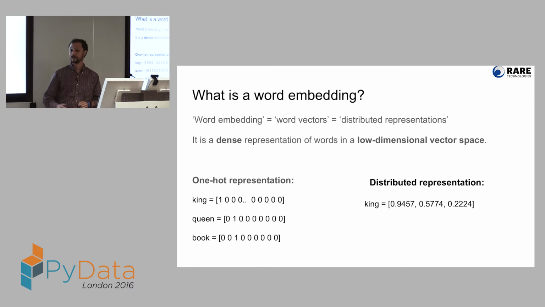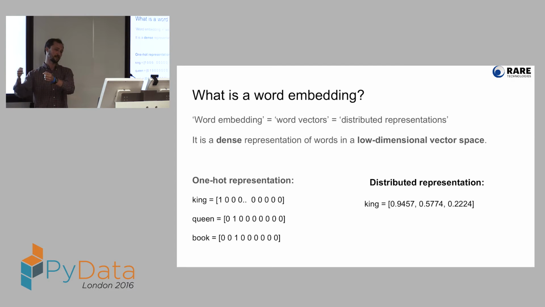Okay, so what is a word embedding? Let's define it. Word embedding is the same as word vectors or distributed representations. All these three things just mean the same thing. Just different people like different words. So today it's called word embeddings for fun and profit. A word embedding is a dense representation of words in some low-dimensional vector space. So here you see that for the word king, I just have 3 real numbers. So just in a 3-dimensional vector space: 0.94, 0.57, 0.22.